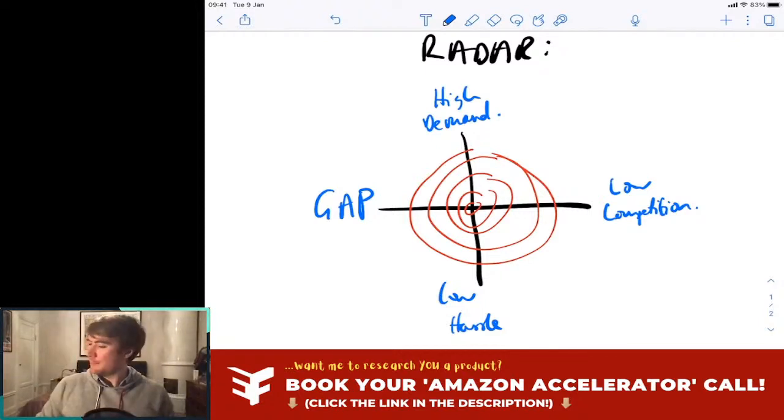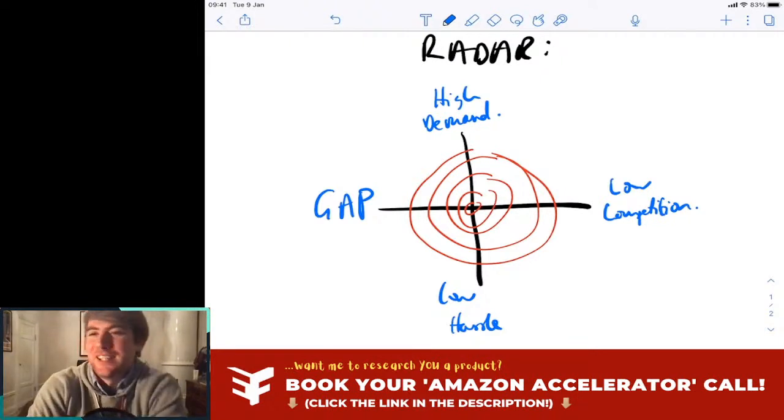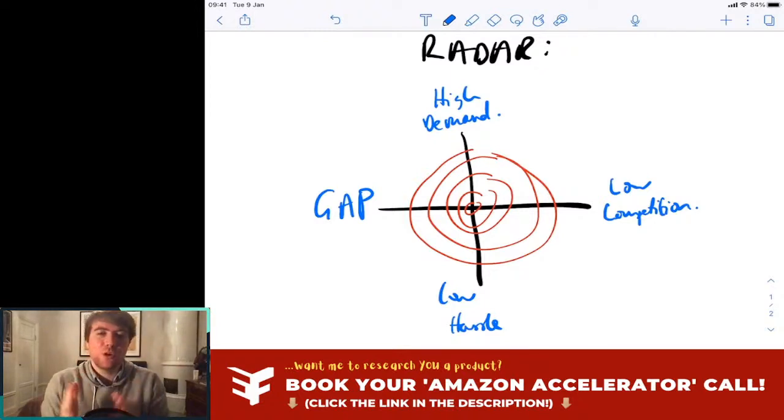Cool. All right, guys. So let's do some research. So what we need to do is find products that meet these elements on the radar. Okay, that's what we need to do. The question is, though, how do we do it? Do we want to find every single one of these elements from the start when we're looking for products? That can be a little bit overwhelming.